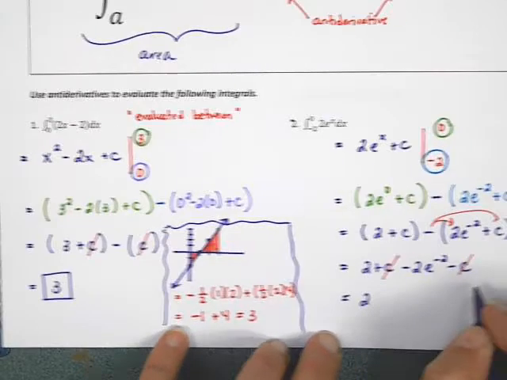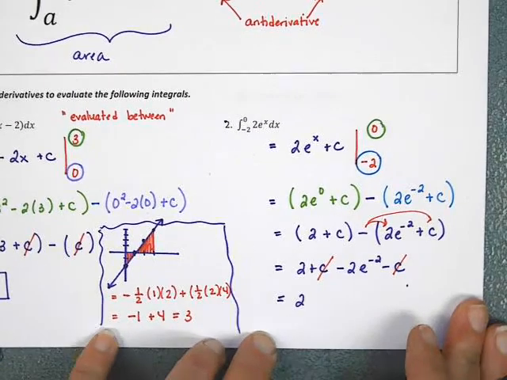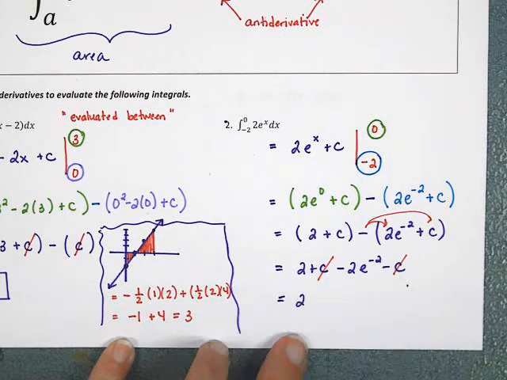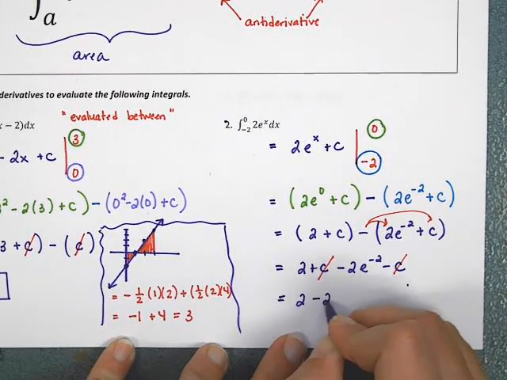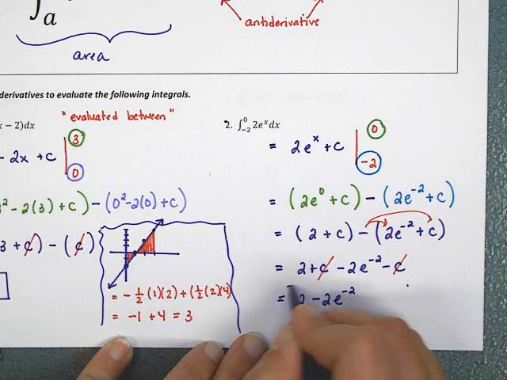Oop, you can't really see what I was writing there. I apologize for that, guys. Go ahead and pause the video if you need to and copy that down. 2 minus 2e to the -2 is our final answer.